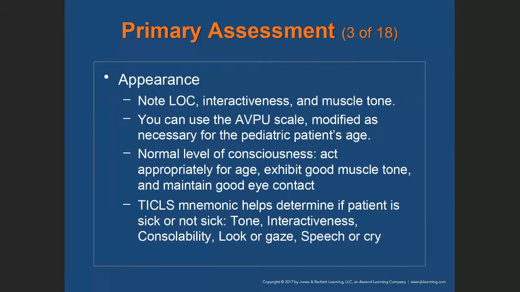For appearance, note their level of consciousness, how they interact with caregivers and parents, muscle tone, activity. You can use the AVPU scale modified as necessary for the pediatric patient's age. Normal level of consciousness, they should act appropriately for their age group. They should exhibit good muscle tone, and they should be able to maintain good eye contact.